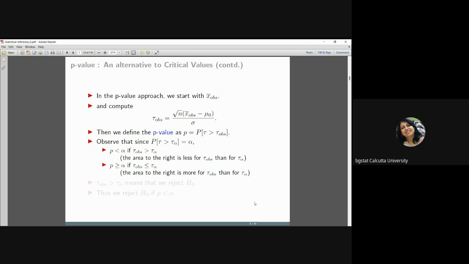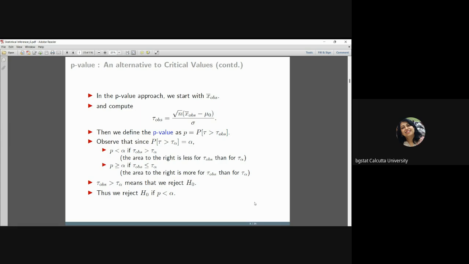So a small value of p indicates that the alternative is likely to be true. Understand this: if the p-value is small, it indicates that tau observed is larger than tau alpha. The smaller the p-value, the more likely it is that the alternative is true. So using the p-value approach, we will reject if the p-value is very small, and by very small, I mean that the p-value is less than the level of significance.